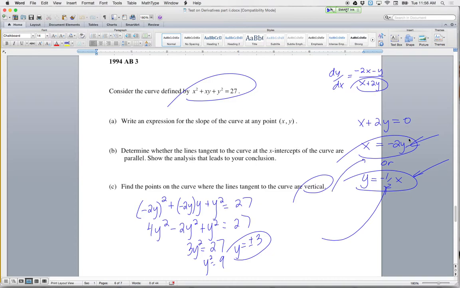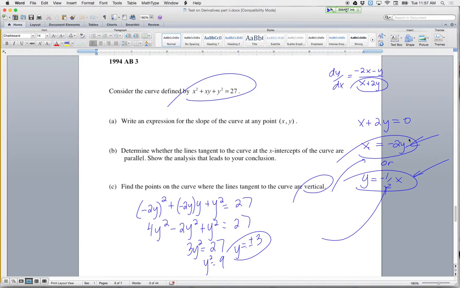Now I take those answers and go back to here or here, whichever one you did. In my situation, I'm going to go back to x equals negative 2y. The reason you don't want to go to the original is that you'd double up your solutions because you'd be resolving for x. But we know x is related to y, so these are our two y values. There's only two y values. So I'm just going to plug into x equals negative 2y and get my x values.